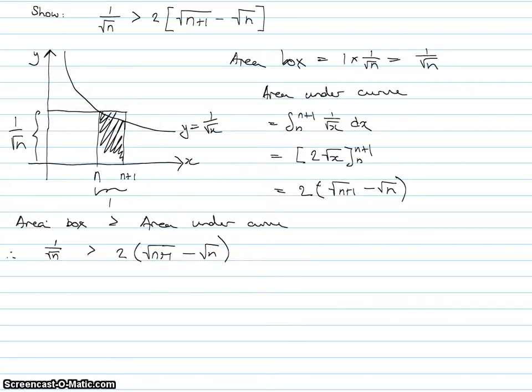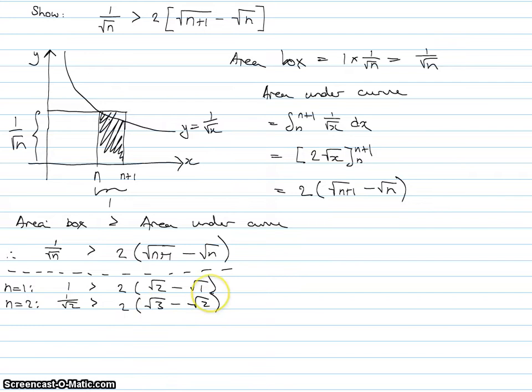And then we have to do a similar thing as we did last time. It works almost exactly the same way, still method of differences. n equals 1, what do we get? 1 is bigger than 2 times root 2 minus root 1. n equals 2, what do we get? 1 over root 2 is bigger than 2 times root 3 minus root 2. n equals 3, what do we get? 1 over root 3 is bigger than 2 times root 4 minus root 3.